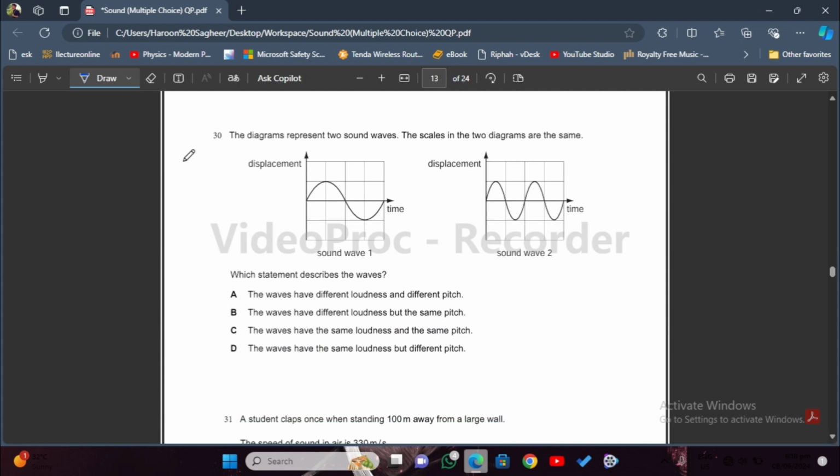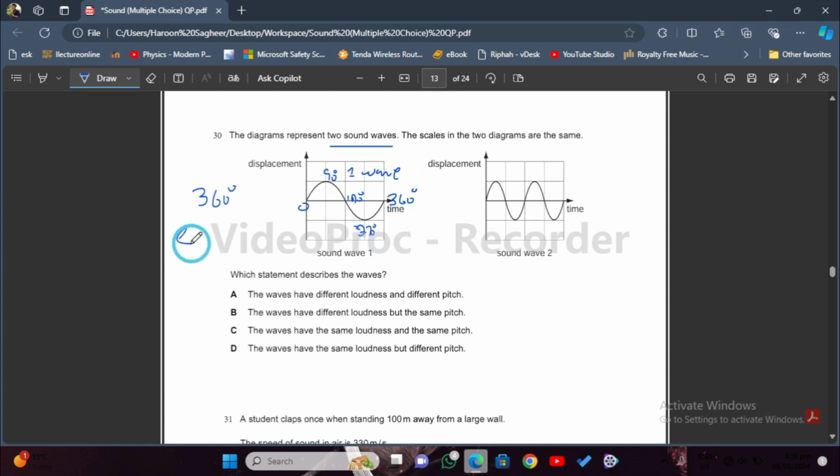Let's go to question number 30. The diagram represents 2 sound waves. The scales in the 2 diagrams are the same. Here we have 1 wave, here we have 2 waves. So that is 1 wave. Remember, it's a complete 360 degrees. Here's 0, here's 90, that is 180, that is 270, and that is 360.